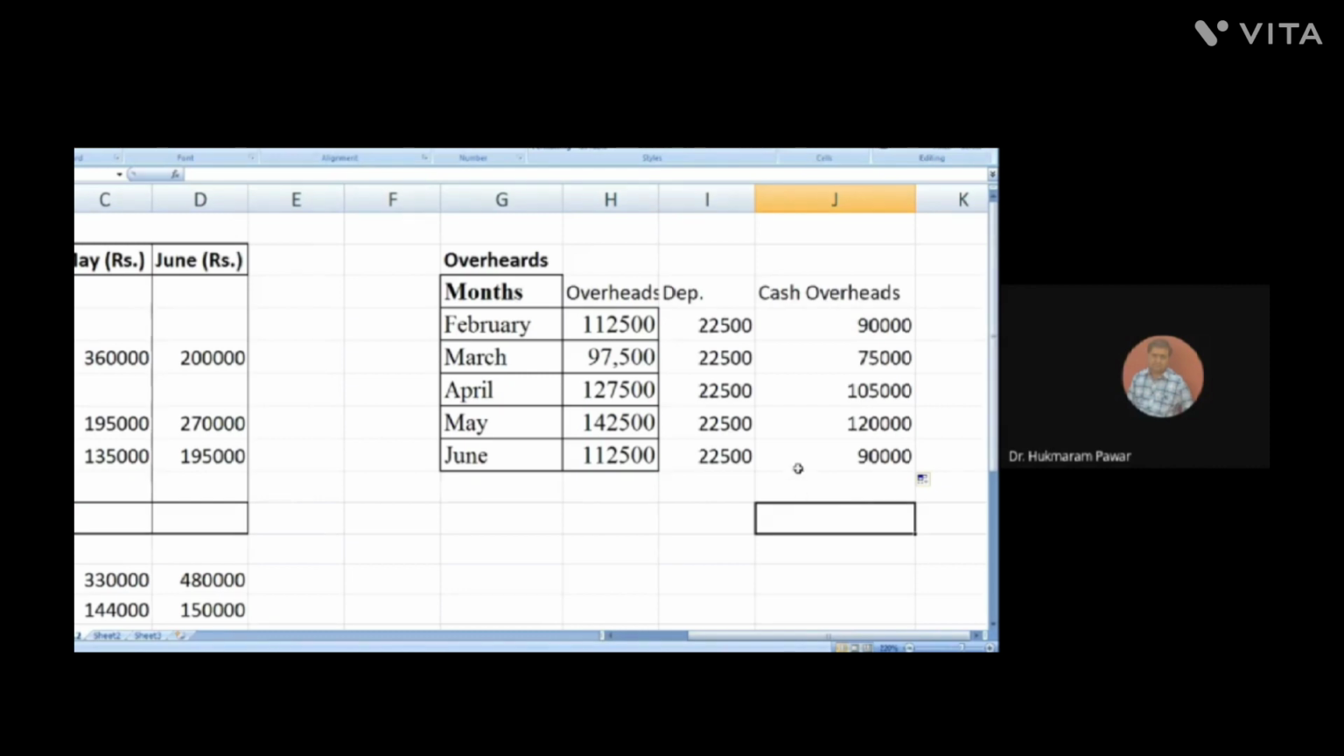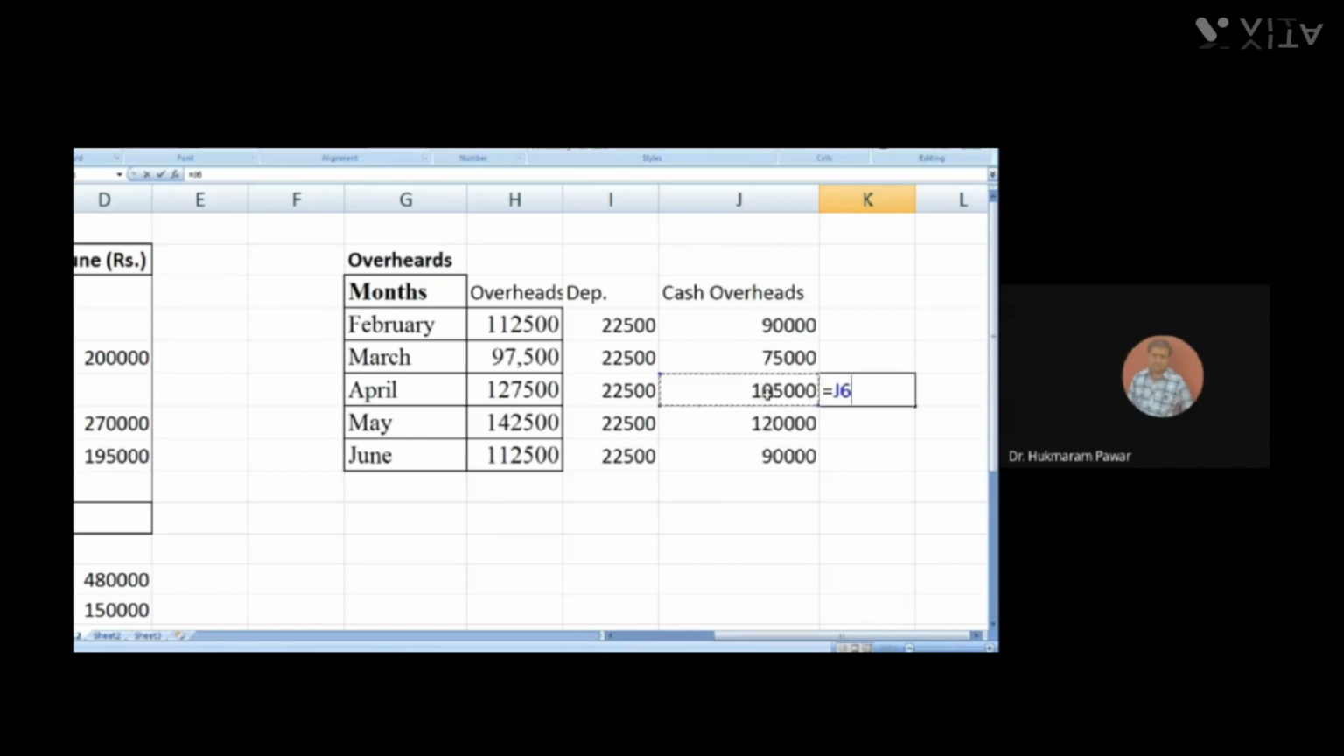Now what we need to do is April month plus March month divided by 2. So what is your answer? 90,000. Got it? Understood for April? Similarly, if I want to calculate for May, current month plus previous month divided by 2. What is your answer? 1,12,500.